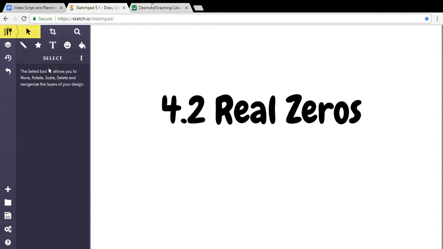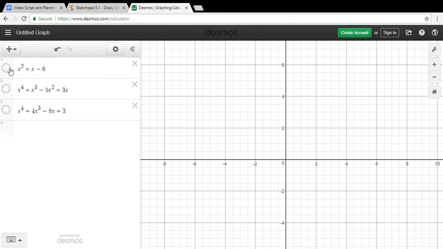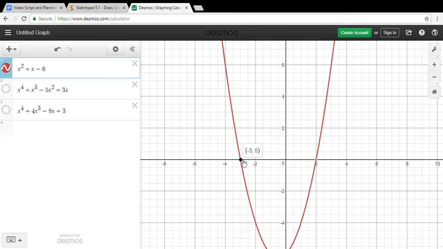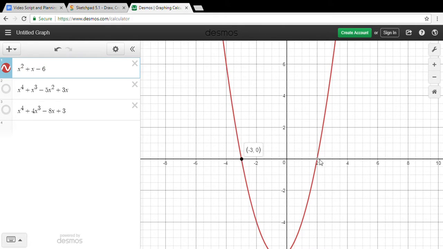Now, a zero of a polynomial is the point on the graph where x can be any number, where y equals 0. So say for this equation, x squared plus x minus 6, the two zeros here are -3 and 2.